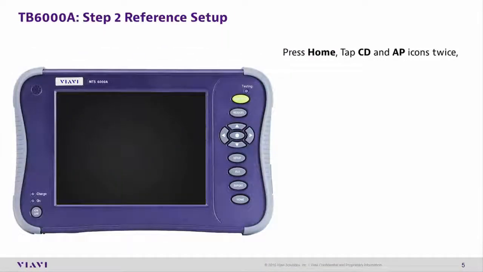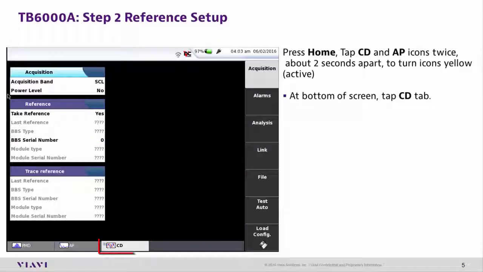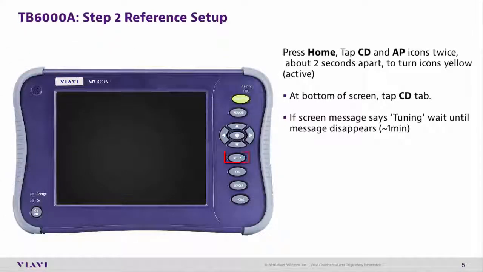T-BERD 6000 Step 2 Reference Setup. Press the Home hard key. Then tap CD and AP icons twice. The icons will turn yellow when they're activated. At the bottom of the screen, tap the CD tab. If the screen displays a message, Tuning, wait until the message disappears. This takes approximately 1 minute.